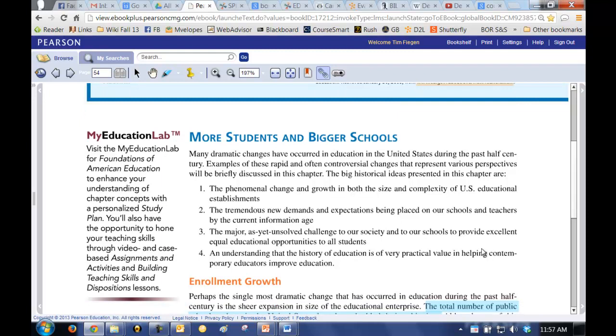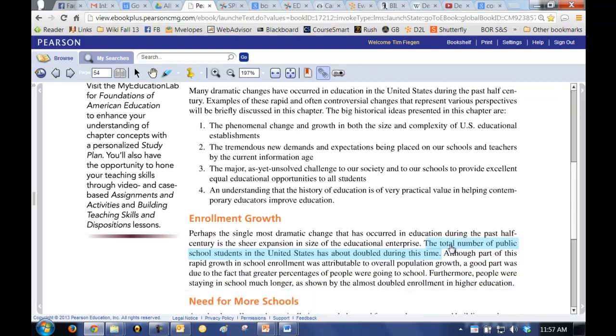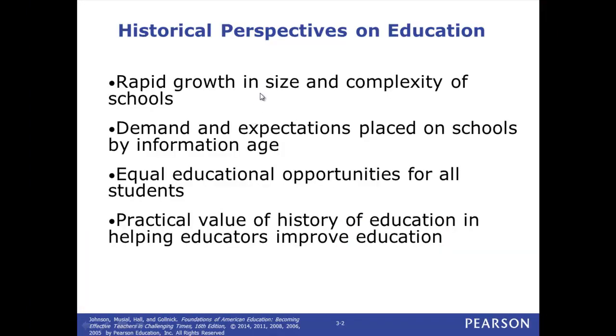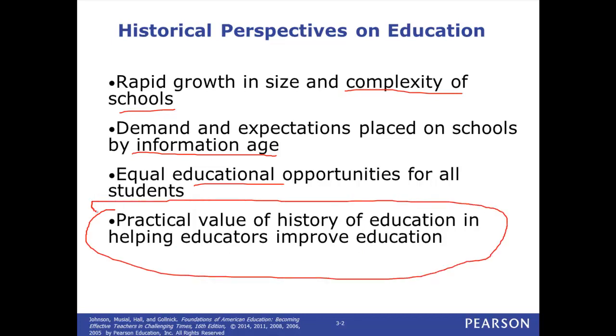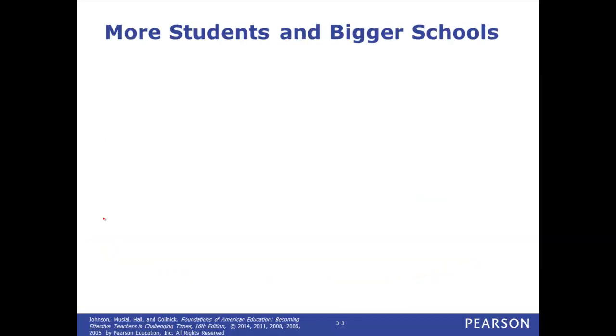Okay. More students, bigger schools, and that's the prelim for it. And growth, phenomenal change. Rapid growth in size and complexity of schools, and that's not profound to you. Demand and expectation placed on schools by the information age. We had that last chapter. Trying to provide equal education for all students has been a challenge, and the practical value of history of education, they try and walk all the way around this practical application.